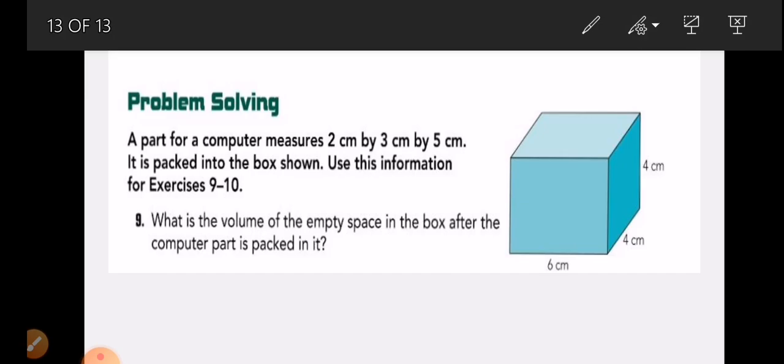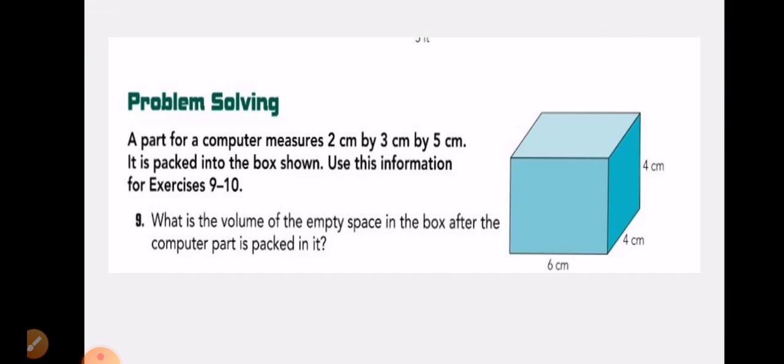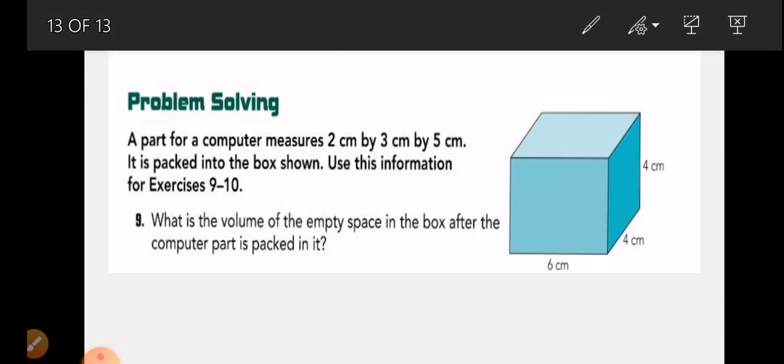Let's see the problem solving. A part for a computer measures 2 cm by 3 cm by 5. What does 2 by 3 by 5 mean? It means length by width by height. So the length is 2, the width is 3, the height is 5. It's packed into the box shown. So we have a computer part inside this box. Use this information for 9 and 10.